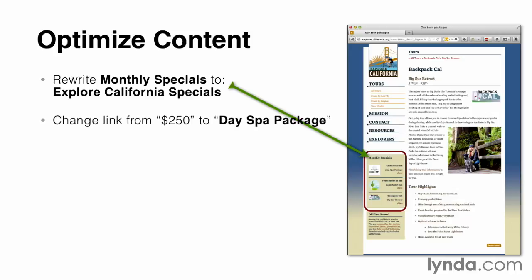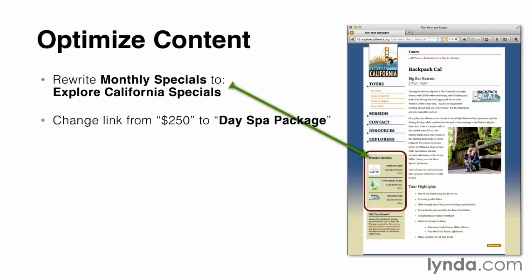Right now, the way the page is arranged is that the link is the price. And so the price of $250 is the link to the package. I want to change that. I want to make the day spa package the link to find out more about that. Because what's happening is I'm linking the specific information that people are interested in, what they may be searching for.